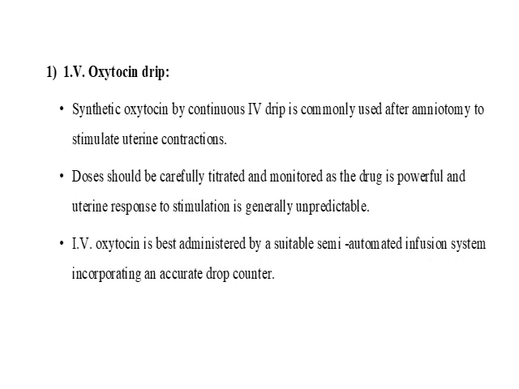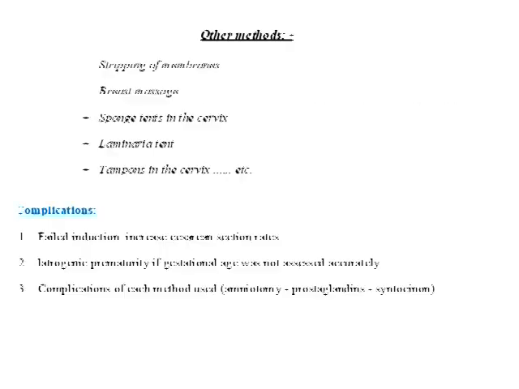IV oxytocin drips. Synthetic oxytocin by continuous IV drips is commonly used after amniotomy to stimulate uterine contraction. Doses should be carefully titrated and monitored as the drug is powerful and uterine response to stimulation is generally unpredictable. That means it might be strong enough to cause rupture of the uterus. IV oxytocin is best administered by a suitable semi-automated infusion system incorporating an accurate drop counter.